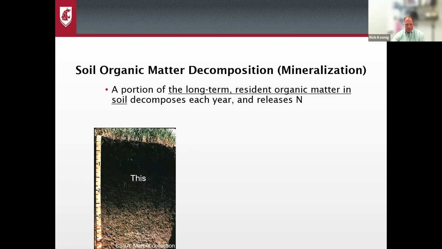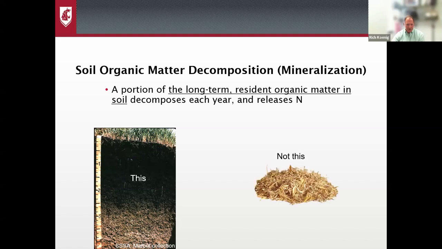So we know that this material turns over, a small fraction decomposes each year, but we want to differentiate this from the fresh residue, which we account for in other parts of our nitrogen budget, our credit or debit system. So we're really talking about, again, the long-term resident soil organic matter and trying to assess how much of that decomposes and releases nitrogen in any given year.